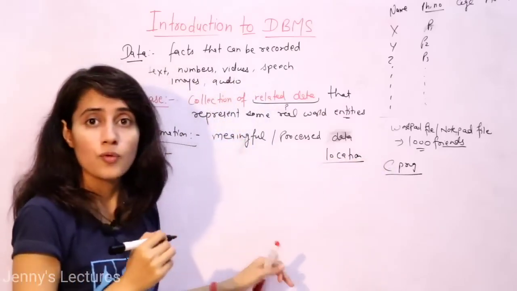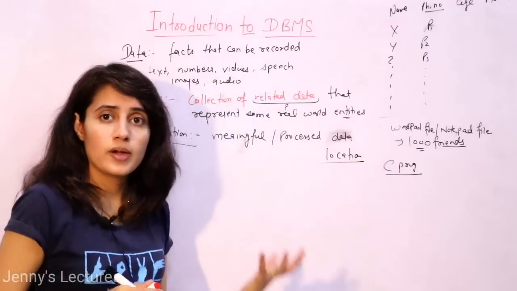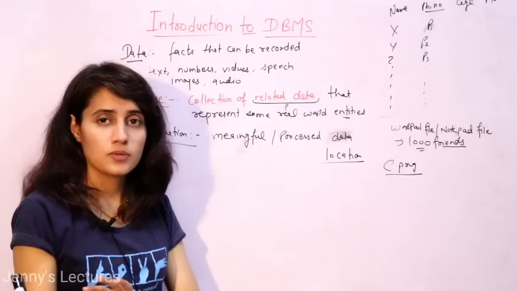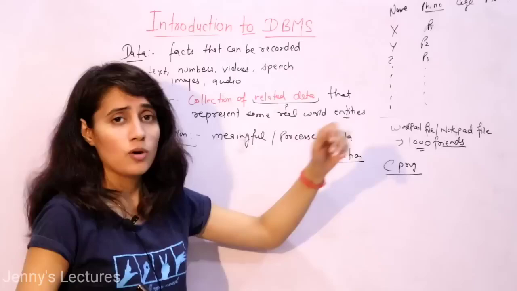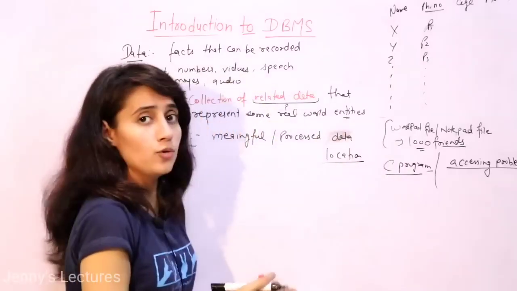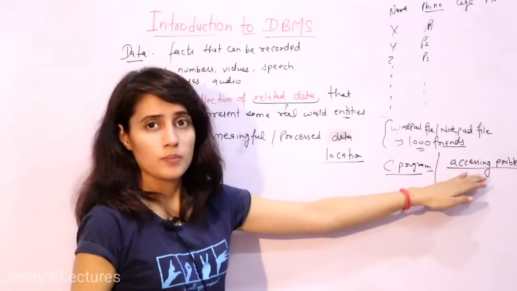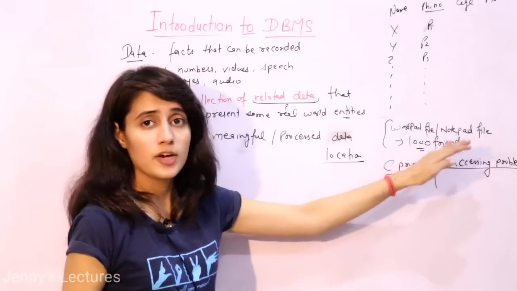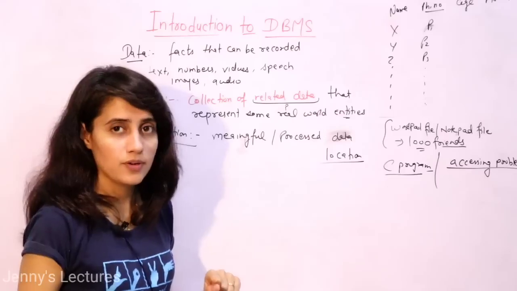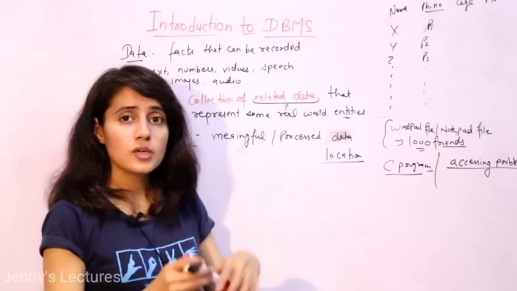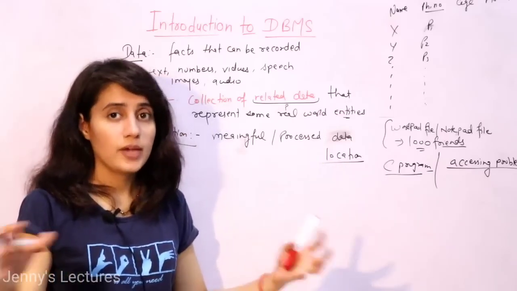Where that file has been stored, in which drive, in which directory or subdirectory, what is the name of that file, as well as some file formats you need to know. So here you can say we have an accessing problem. For accessing the file, you need to know the location of the file and some file formats, right?